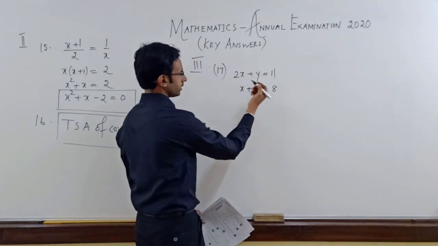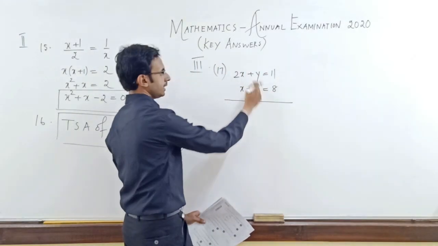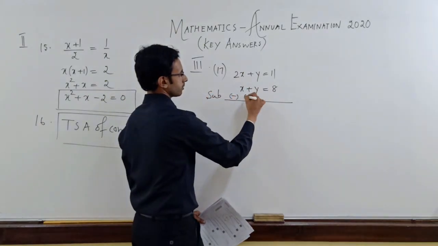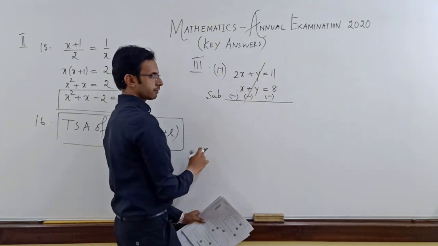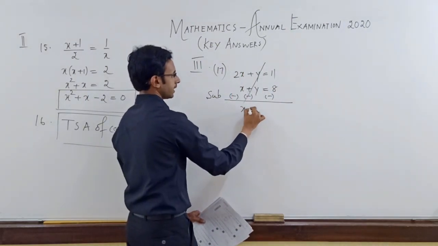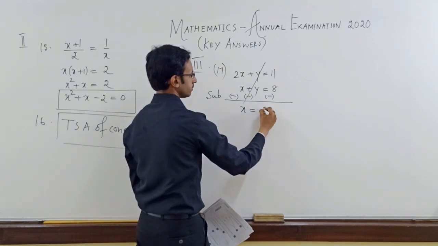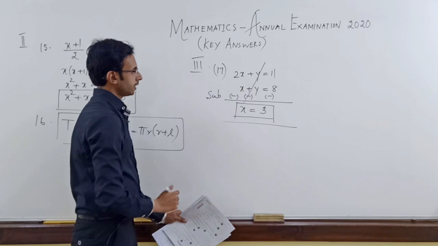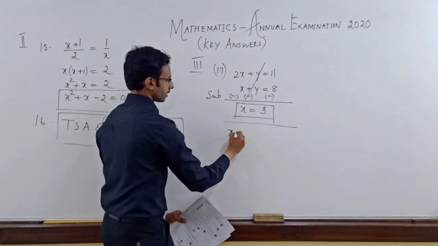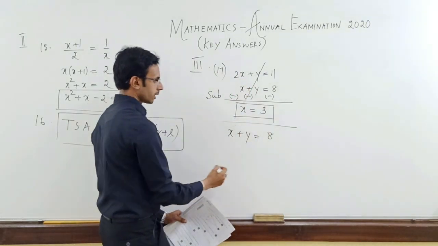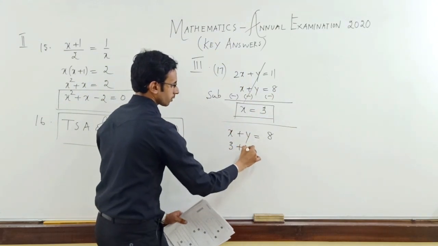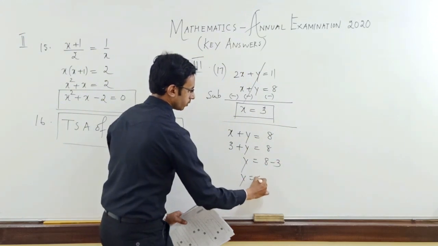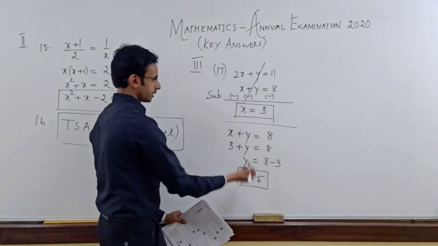You can see y has the same coefficients here, so we can easily eliminate y by just subtracting these two. The sign changes. We all know that plus y minus y terminates. 2x minus x is x. 11 minus 8 is 3, so x is equal to 3. To find y, use any one of these equations; x plus y is equal to 8 is the easiest one. X value we know now, so y will be 8 minus 3, y is equal to 5. If you write these two, you will get 2 marks.